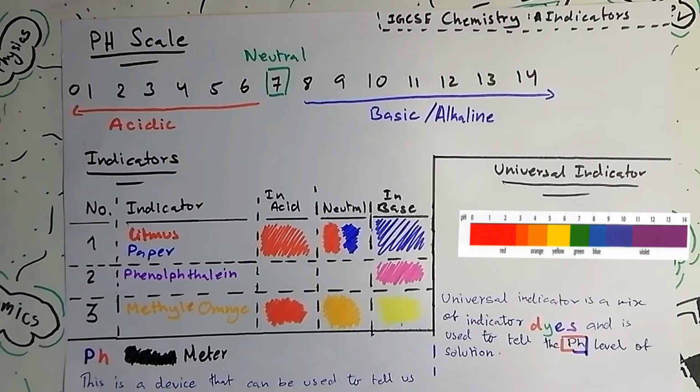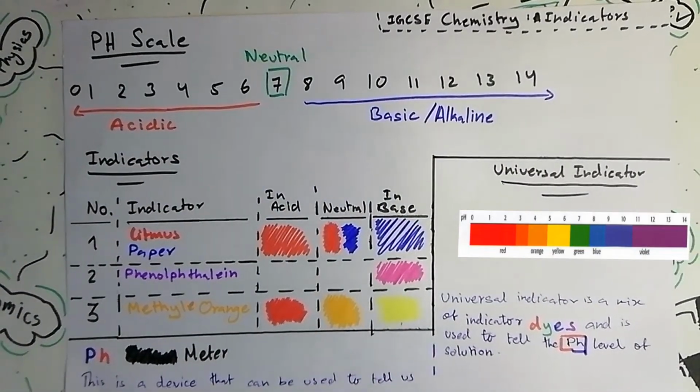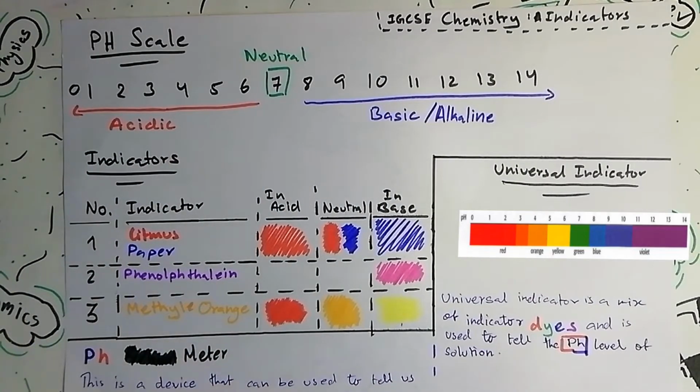Why? Well, if you can see this diagram, for each of these numbers on the pH scale, it has a color underneath it. So this color is basically the color that the solution should be, and it signifies the pH level. So yeah.